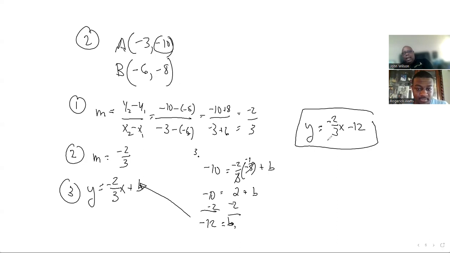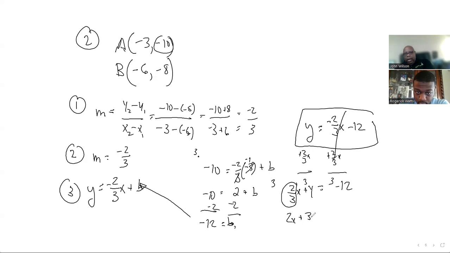So now we have to add 2/3 x to both sides to get it in standard form. Doing that, we get 2/3 x plus y equals, this is 0, minus 12. The only thing stopping standard form this time is right there. So how do we get rid of the 3? We can get rid of it by multiplying by 3 on both sides. And we get 2x plus 3y equals -36.